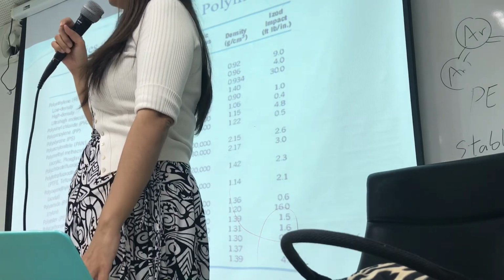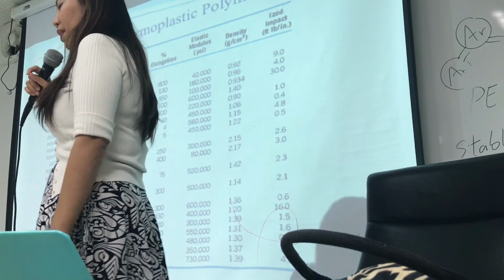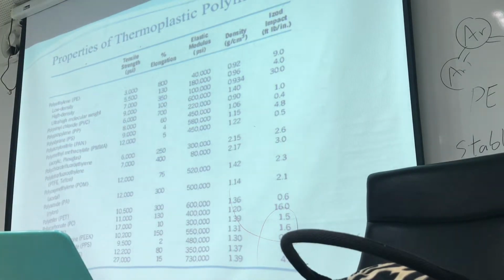I told another section that there was a tricky question in the exam. The question is: consider the following materials. Which one can be recycled? Polypropylene, polyvinyl chloride, epoxy, silicone.